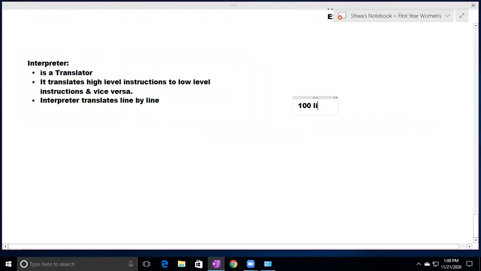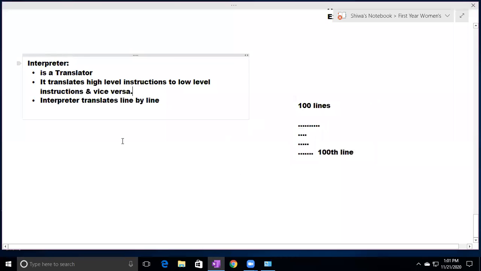So this is the first line, second line, third line, like this 100 lines of code I'm writing. So this is the 100th line. In case of a compiler, it scans all these 100 lines at a time and translates this 100 lines of code at a time into the low level language. That is called what? Compiler.